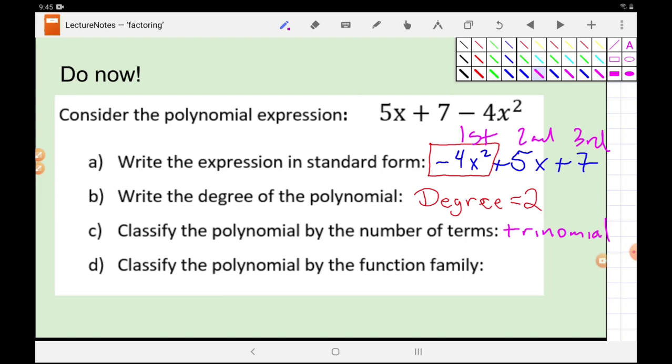All right. And classify the polynomial by the function family. So remember that when we're dealing with a degree 2 polynomial, that means it's going to be a quadratic. And as we learn more about the math here, we'll know what that looks like in a graph. But that's about it.